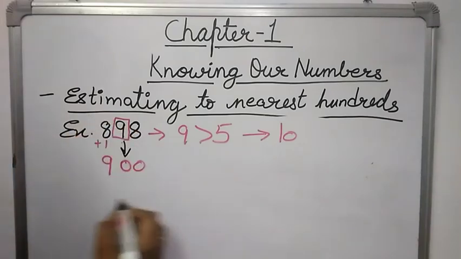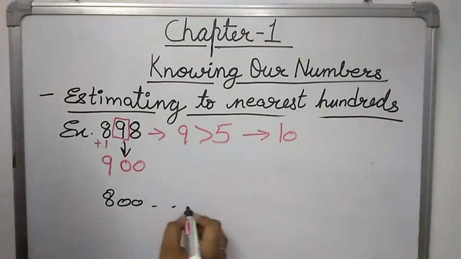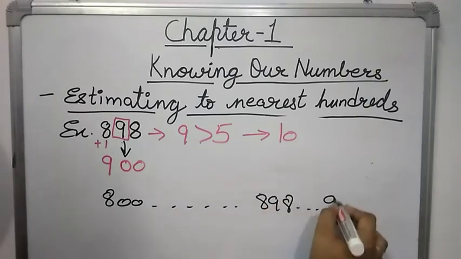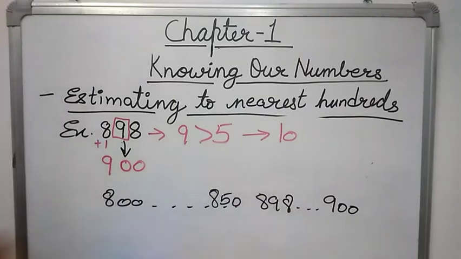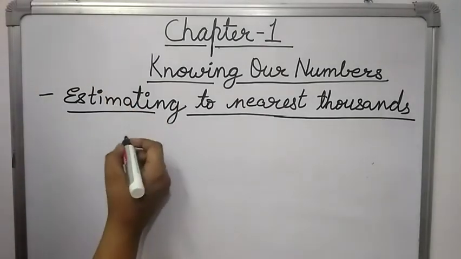By that view also you can see this 898 lies between 800 and 900, and this 898 is greater than 850. So this is estimated to 900. Now estimating to nearest thousands. This will be done in the same way.